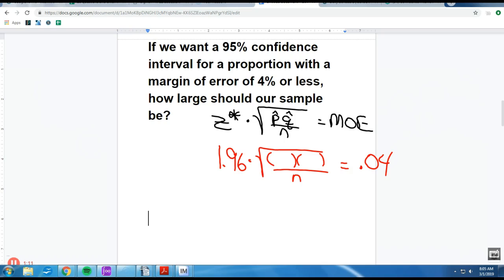Now, I don't know what P hat and Q hat are. A lot of times they'll tell you, a lot of times they won't. But typically, if you start doing a sample, like interviewing people, I don't really know what P hat is. I can't really guess. Like, I want to know what percentage of people are Democrats or something. I can't just make a guess and say, oh, I think P hat's going to be 0.7.